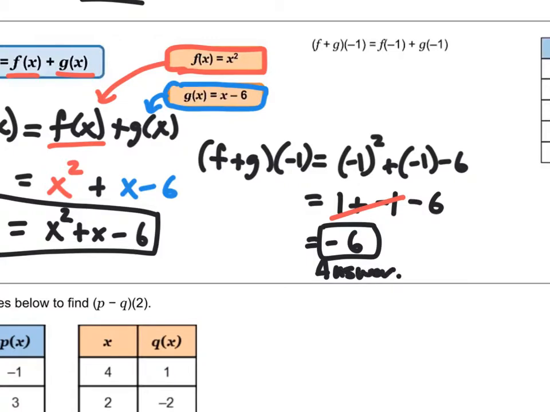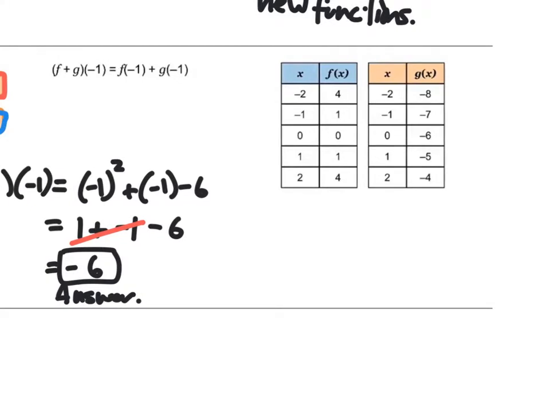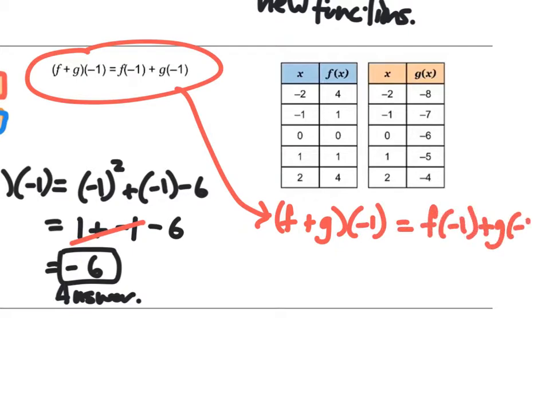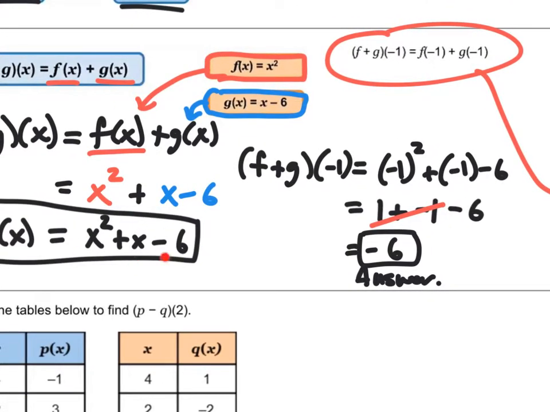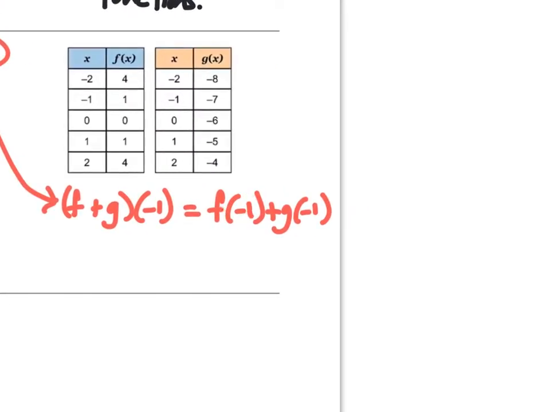Now, another way we could do this, sometimes you're given a table. Taking what I have up here, let me bring it down here. I want to do f plus g of -1 is equal to f of -1 plus g of -1. So instead of combining these two functions and creating this big function, that's one method. Another way is to evaluate each of these functions separately and then add them together. It doesn't really matter what you do, as long as we get the same value in the end.